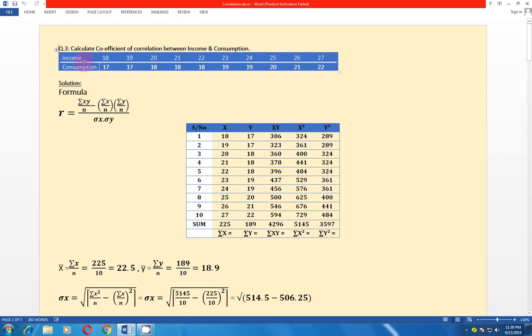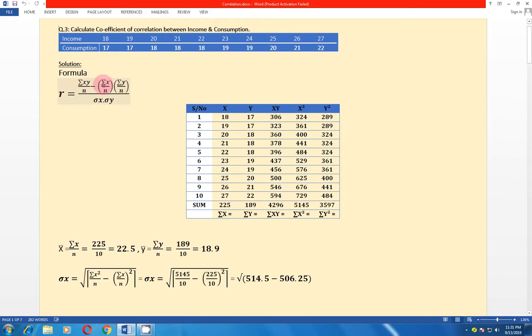So first variable income is denoted here with the letter x, and second variable consumption here is denoted by the letter y. So sum of x is 225, sum of y is 189. Similarly, sum of the product of x and y is 4296. Sum of x square is 5145, and sum of y square is 3597, and sum or count n is 10.